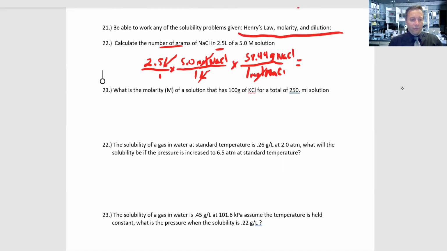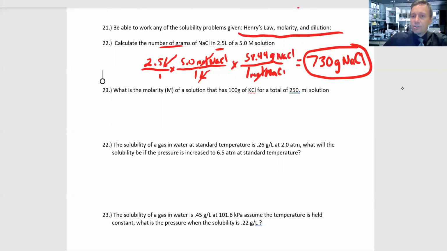So I can go 2.5 times 5 times 58.44. And I can't have more than two significant figures. So 730 grams. So that is an extremely concentrated solution of NaCl.